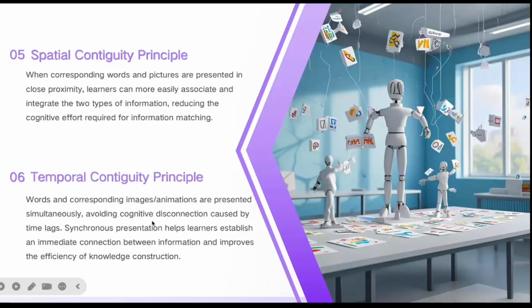Next, the temporal contiguity principle. Text should appear simultaneously with corresponding pictures or animations. Don't finish a long explanation first and then play the animation. Information gets disconnected and the brain has to work hard to match them.